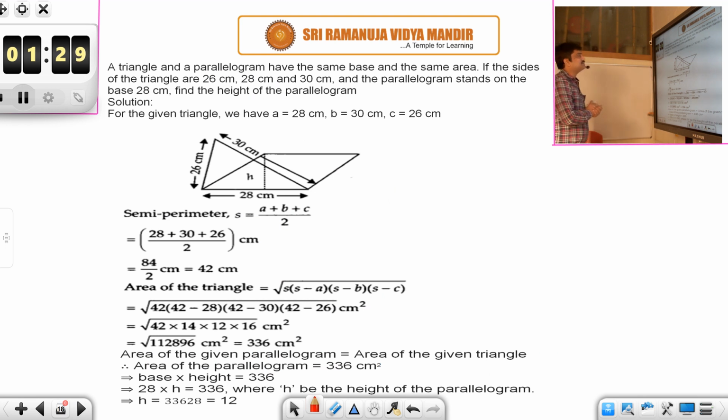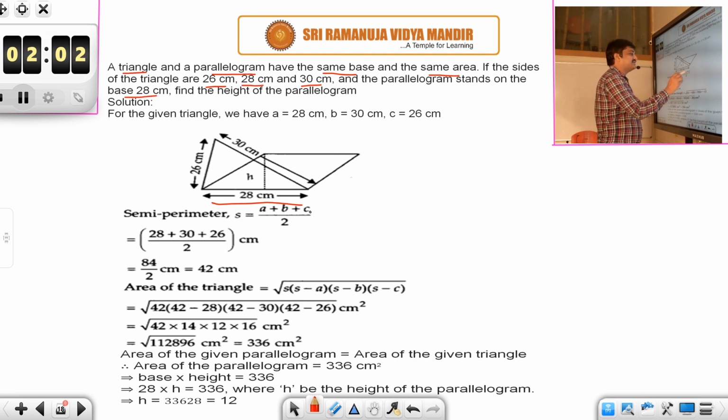So read this question guys. Given that a triangle and a parallelogram have the same base and the same area, as shown. Now, if the sides of the triangle are 26 centimeters, 28 centimeters and 30 centimeters, and the parallelogram stands on the base 28. If the parallelogram is standing on base 28, obviously the triangle also stands on the same base, because it is given in the question: same base.